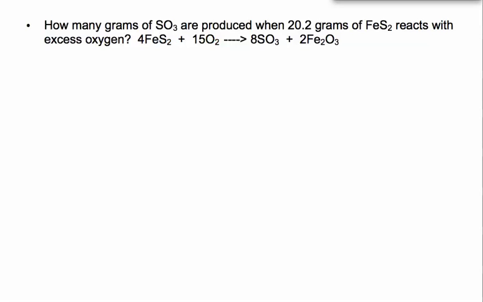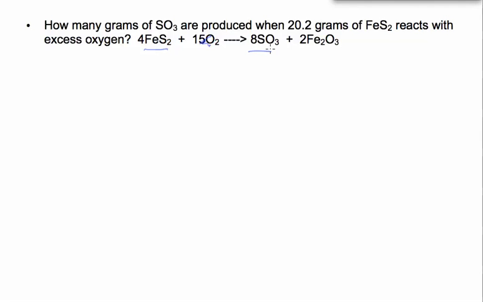This question asks, how many grams of sulfur trioxide are produced when 20.2 grams of iron(IV) sulfide, FeS2, reacts with excess oxygen? The excess oxygen just means we're not going to worry about it. We're only talking about the FeS2 and the SO3.